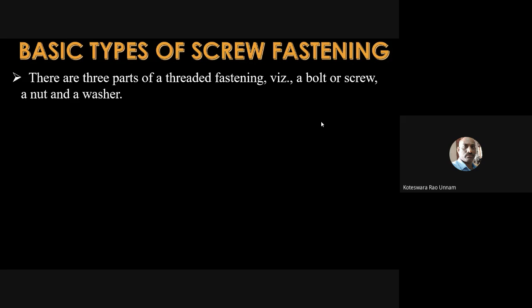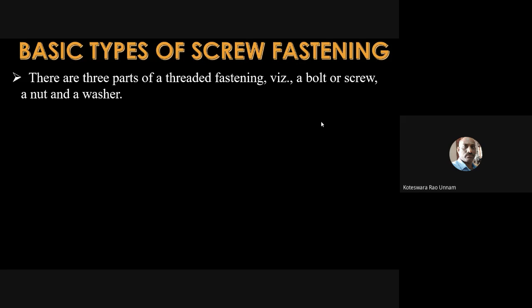They are bolt or screw. You can't have both bolt and screw in a single joint; in a single joint, either you can have a bolt or a screw. That is one part. The second part is the nut and the third part is the washer. So either you can have a bolt, nut and washer as parts of your joint, or you can have a screw, nut and washer. So these are the 3 components.